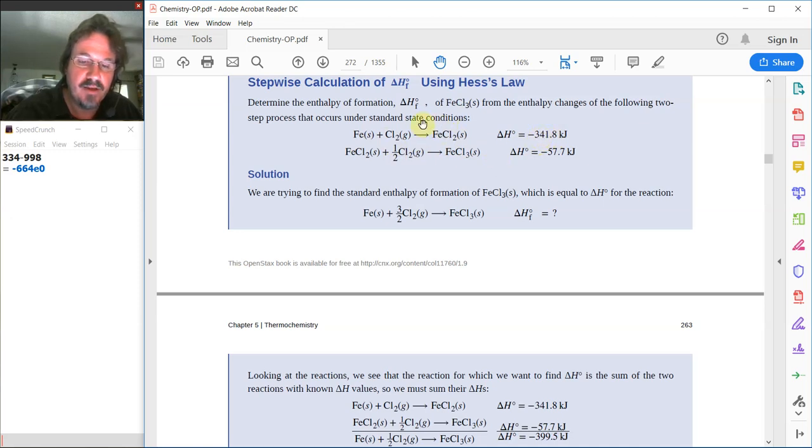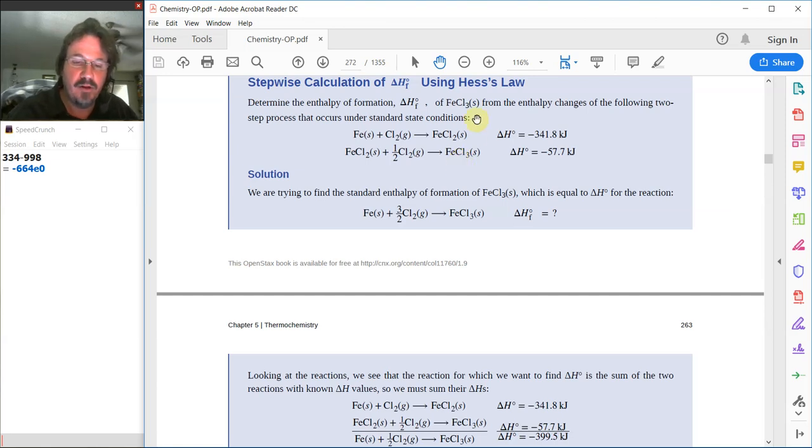Now they're taking this and turning right around and reacting it with more chlorine gas to give finally the iron 3 chloride. Right? That second reaction has a delta H of negative 57.7. And they say, determine the enthalpy of formation of the iron 3 chloride. So they want me to go from the standard elements, iron and chlorine, all the way down to the iron 3 chloride, the product of that second reaction.